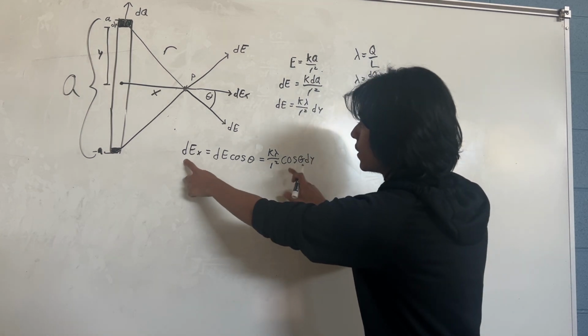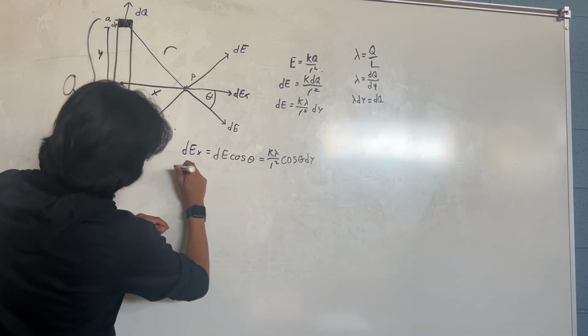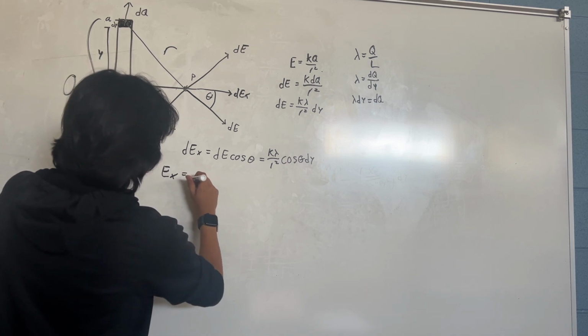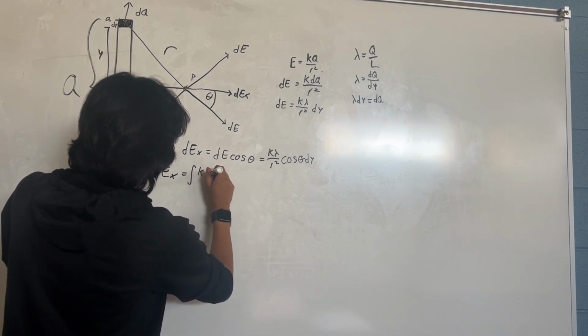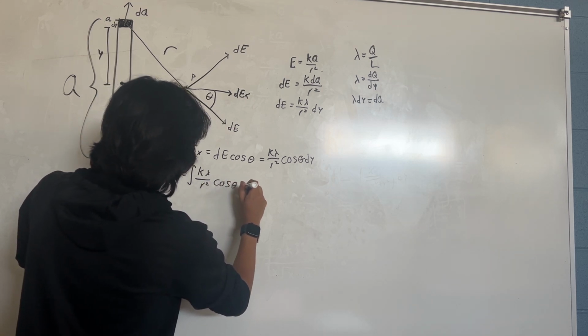So now we can integrate both sides. When we integrate this left side over here, we're going to have just E of x, and now we have the integral of k lambda over r squared cosine theta dy.